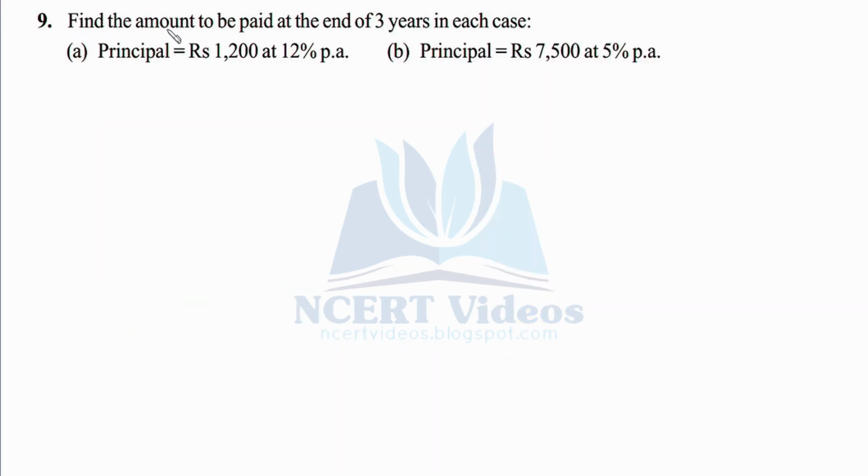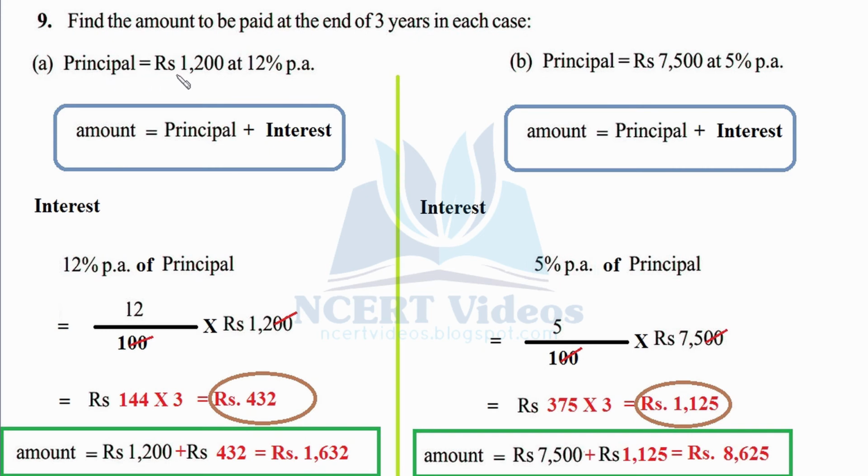Question 9. Find the amount to be paid at the end of 3 years in each case. A: principal is 12,000 at 12% per annum. B: principal equals rupees 7,500 at 5% per annum. A part. Principal is given to you as rupees 12,000 and the rate of interest is 12% per annum. That is, per annum means for a year. Now we are required to find the amount. Amount is the final money that one gets when he gets his money back.